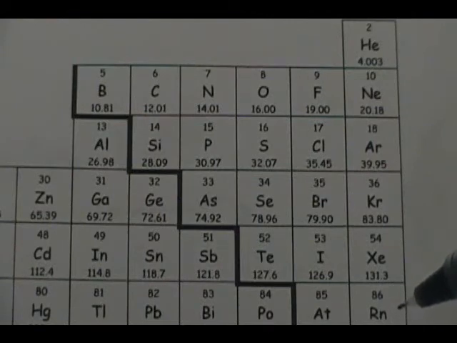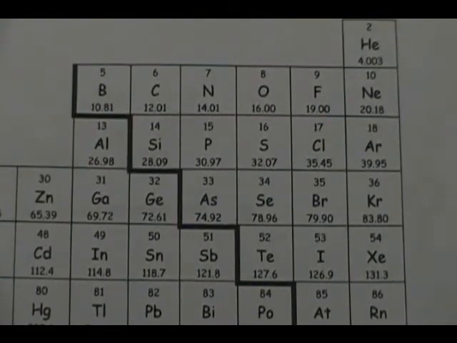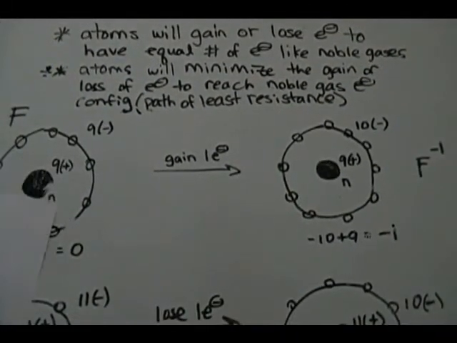Now here's the problem. We don't know which way it's going to go. Is it going to gain that many electrons? Is it going to lose that many electrons? How do we know whether it's going to gain 1 or gain 9 or lose 7? Well, this leads perfectly into the next statement I want you guys to internalize. The second statement is atoms will minimize the gain or hold on, what did I say?